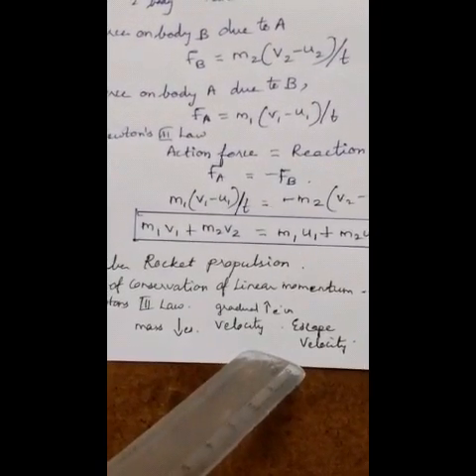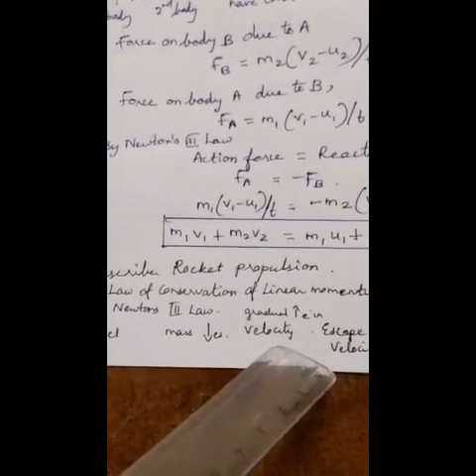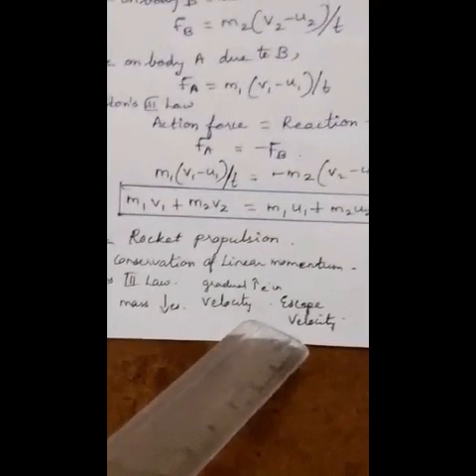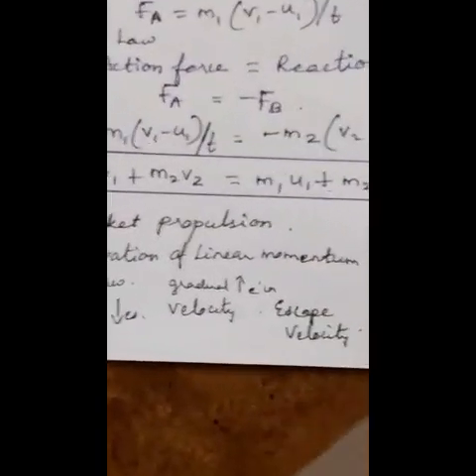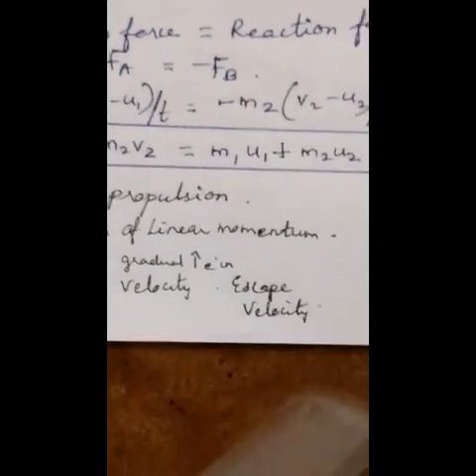The mass of the rocket decreases with altitude, which results in a gradual increase in the velocity of the rocket. At one stage, it reaches a velocity which is sufficient to just escape from the gravitational pull of the earth. This velocity is called the escape velocity.